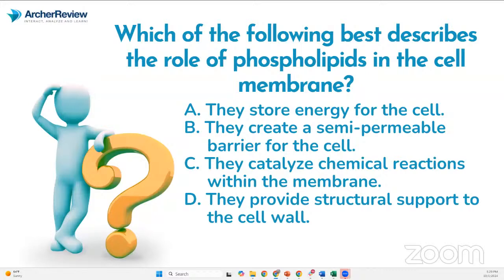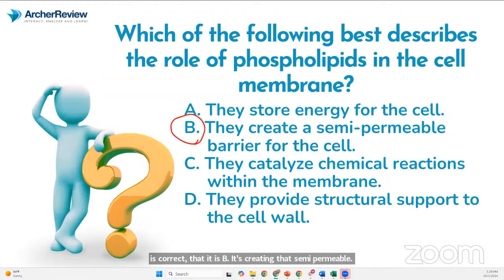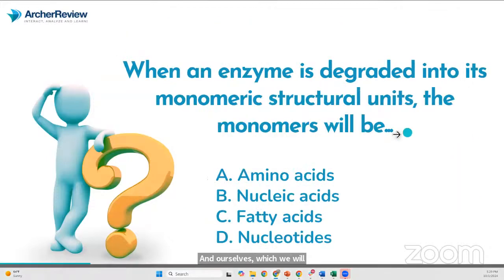Well, we have some incredibly smart attendees. Everyone is correct that it is B, it's creating that semi-permeable membrane. So phospholipids do not store energy for the cell. I will say lipids as a broad category do have some energy storage features, but that is not a phospholipid. Enzymes catalyze chemical reactions, and our cells, which we will get to, do not have a cell wall, making D incorrect. Let's take a look at our next one.